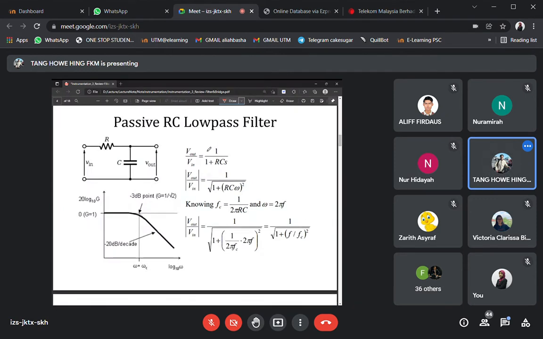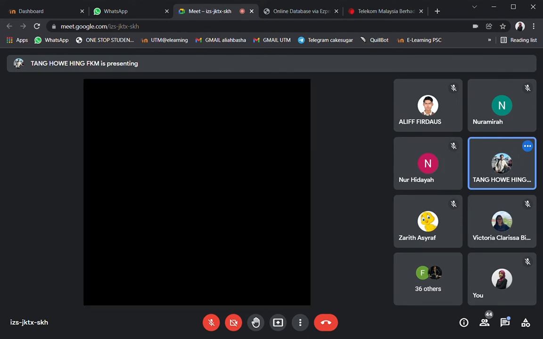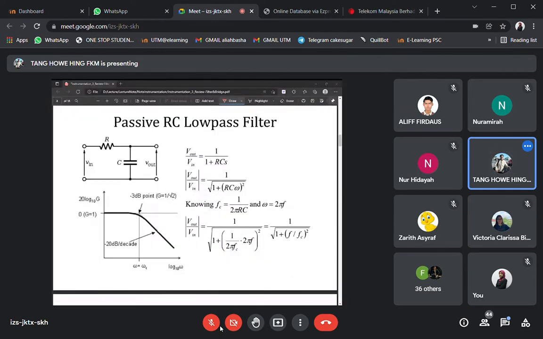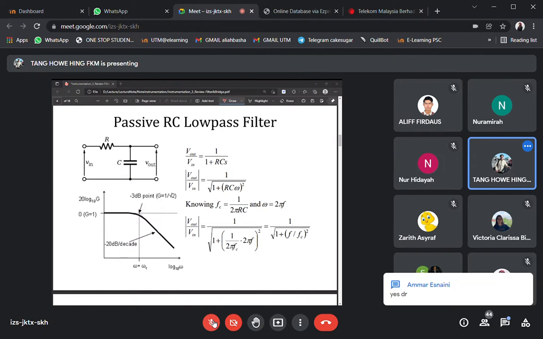So before I move on, do you have any questions about these passive and active filters, which you are still not clear? Could you all see my slide? Okay. All right. So are you all okay? Clear about what I've explained so far? All right.